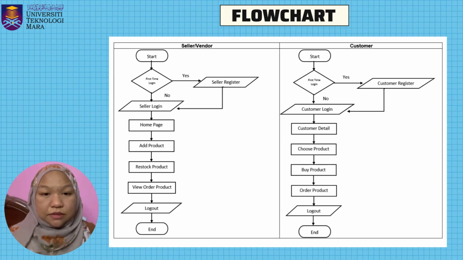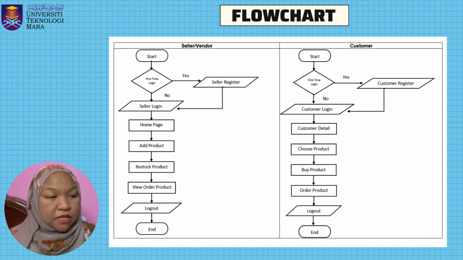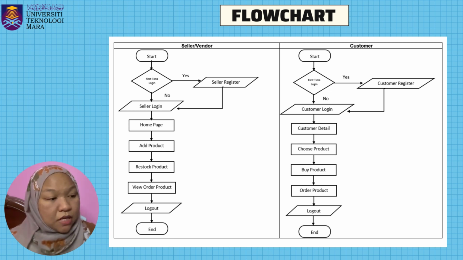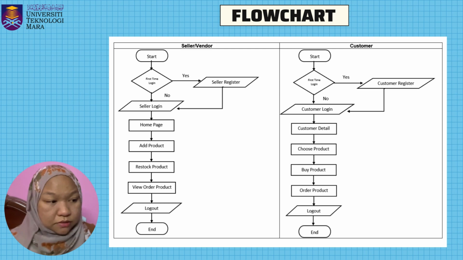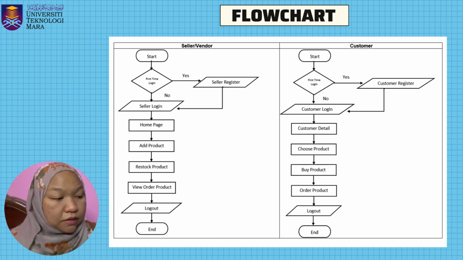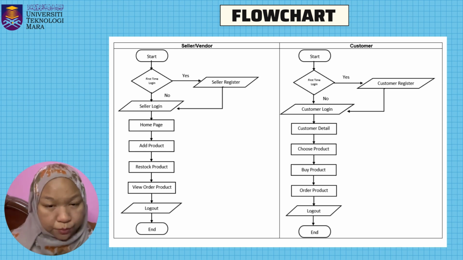Next is the flowchart. In the flowchart for seller, the seller must register first when they don't have an account. So when the seller completes the registration, they can go to the login page. After the login page, they can go to the home page. Then they can add a product for medicine. Next, they can also restock the product, and they can view the customer orders.